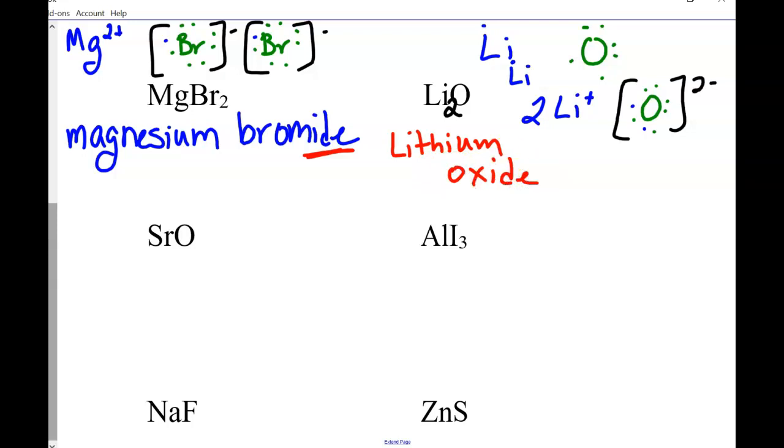Right, we take off the ending oxygen and we change it to oxide. All right, so go ahead and copy down the other 4 examples, and then you're going to pause the video and practice. So our first example is SrO.